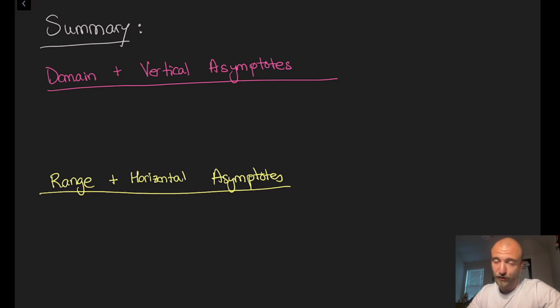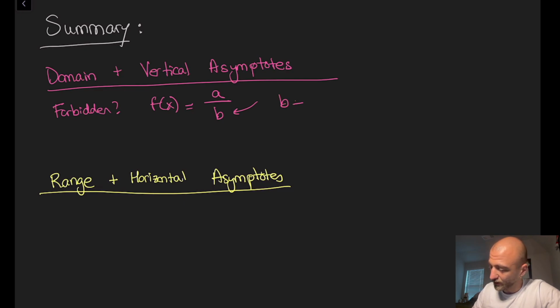For the domain and for the vertical asymptotes, ask yourselves, what are the forbidden values that x is not allowed to be equal to? Very often, for the IB, this is going to be a function that has a fractional form where there's an x component in the denominator, and that x component is not allowed to be equal to 0, or the denominator is not allowed to be equal to 0. So you figure out what x value makes the denominator equal to 0.